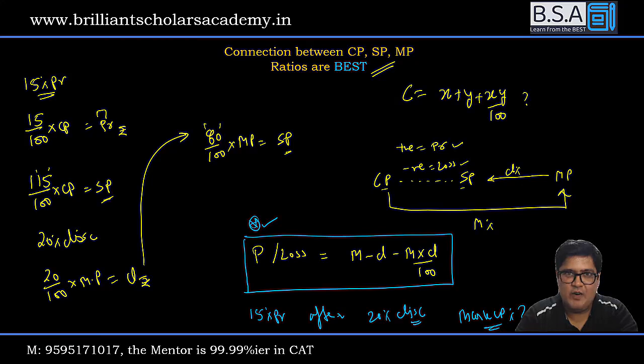Markup minus discount, because discount is a decrease. It will have a minus sign. Markup minus discount minus markup into discount upon 100. Give it a try. A shopkeeper wants 15% profit after allowing a discount of 20%. How much did he mark up the product? Comment your answers.